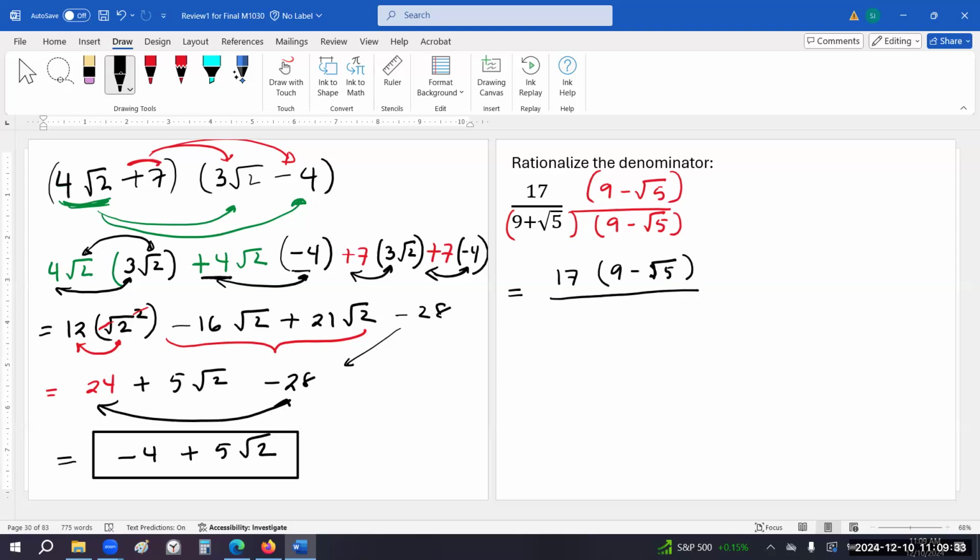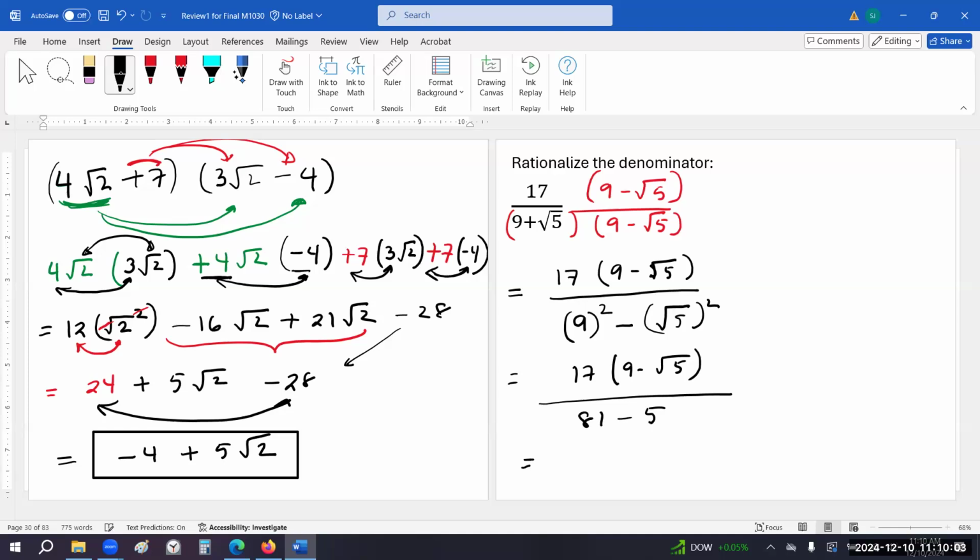When you multiply 2 conjugates, what do you do? You can use FOIL, but why waste your time? There's a shortcut: the first one squared minus radical 5 squared. We keep our numerator. And what do we have? 81 minus 5. What is 81 minus 5? 76. So we have 17 over 76 times 9 minus square root of 5. Can you divide 17 and 76?